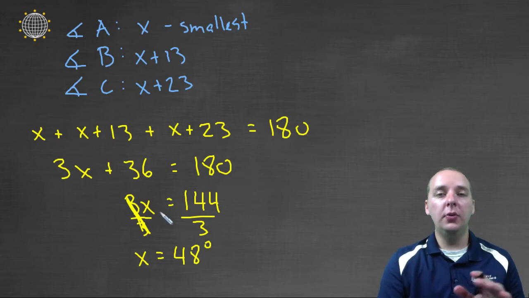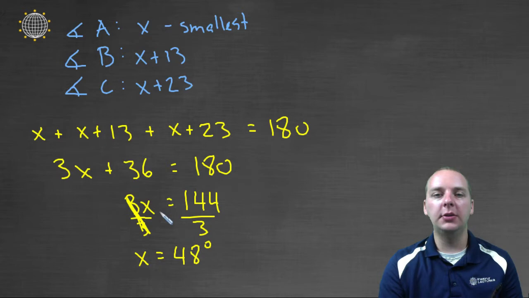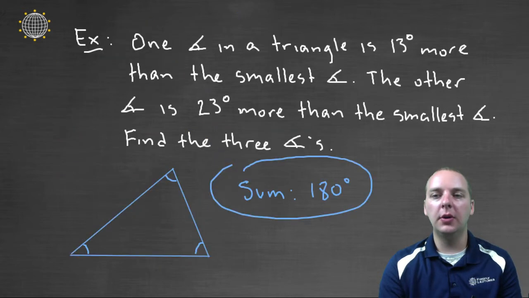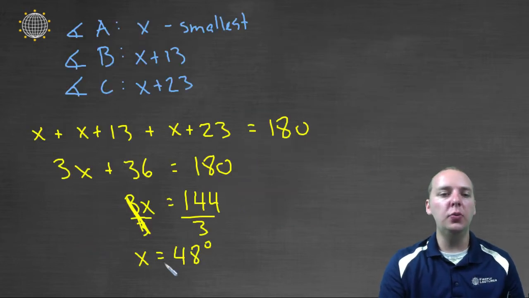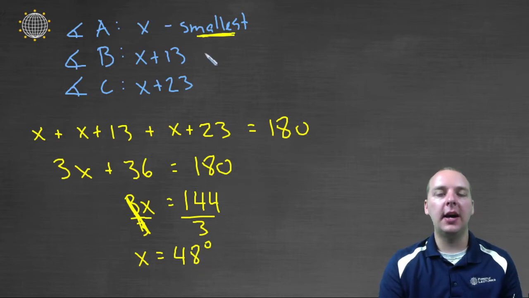So now we don't go on to the next problem. Even though we got an answer, we're not done yet. We have to make sure that we answer the question that they asked. Our directions were to find all three angles, not just one angle. So who was x? Which angle was x? Well, x was the smallest guy, and so from here we should be able to find the other two.